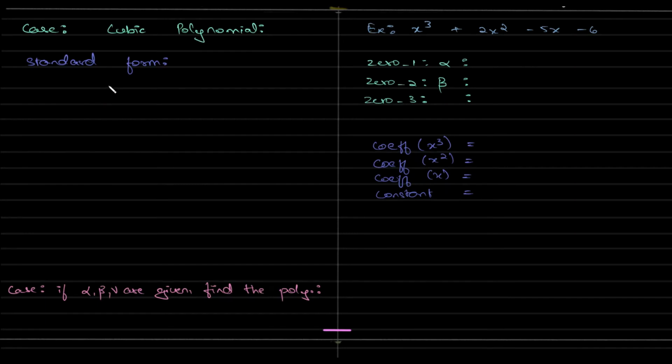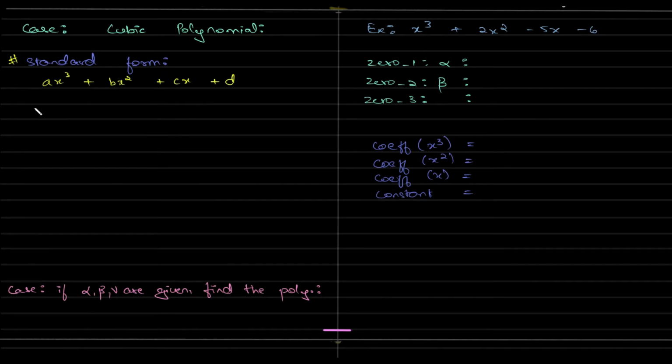So we're starting off with our next case, cubic polynomial. The first thing that we are doing is writing the standard form. So the standard form is ax cube plus bx square plus cx plus d. So that's your standard form.